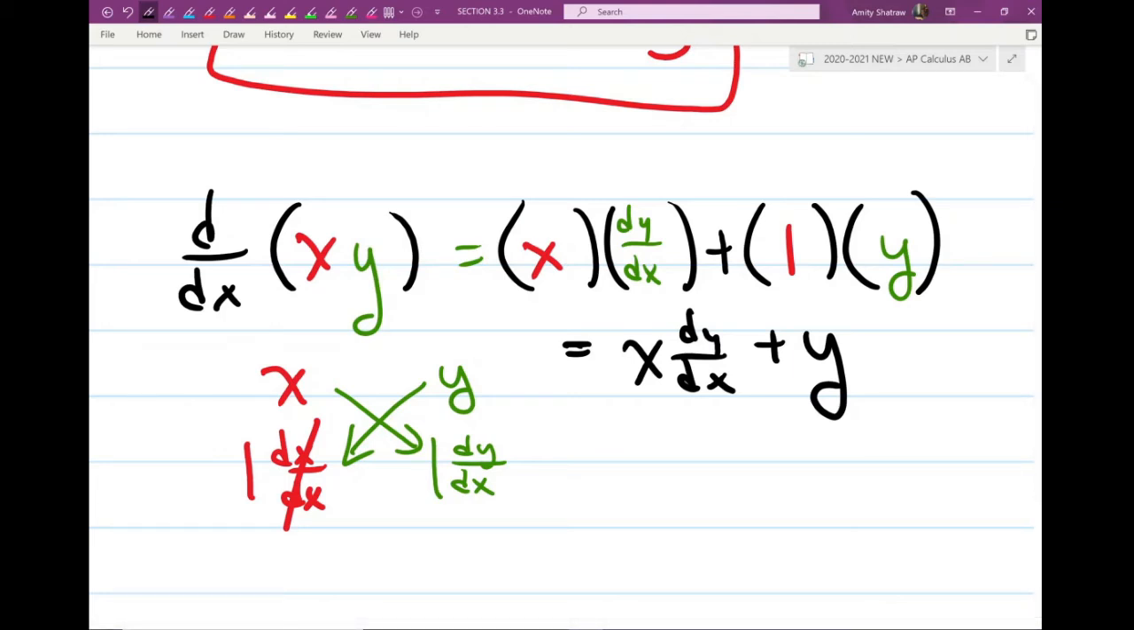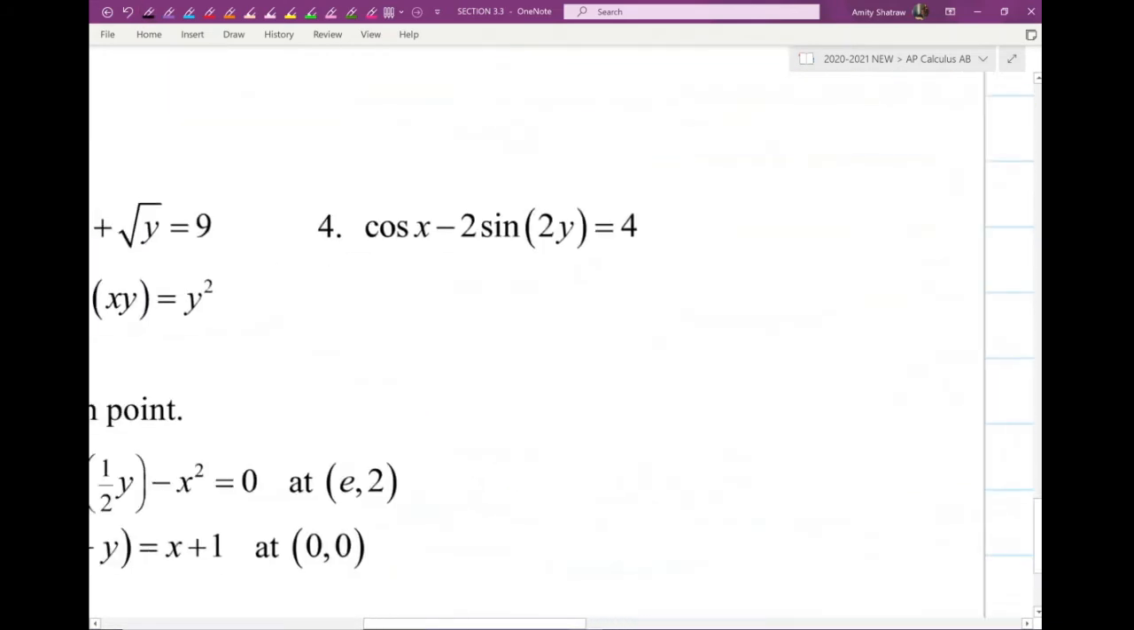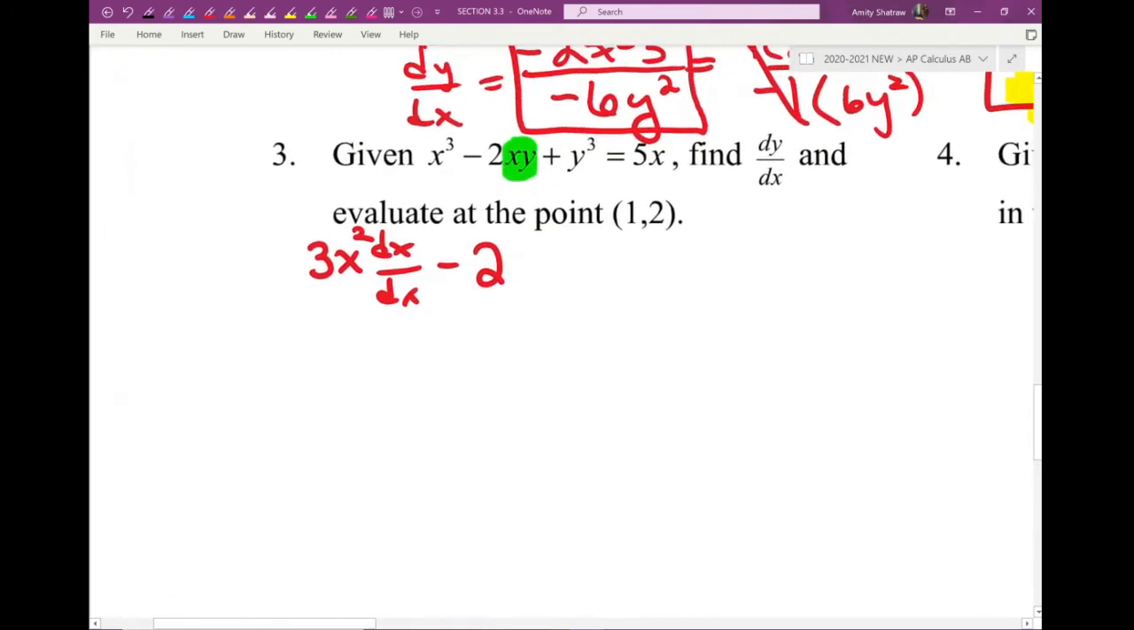All right, so I'm going to use this now. And I'm going to use it right over here on problem number 3. So what was our derivative? Well, if you haven't done it a bunch of times, and you maybe don't have it memorized, it is going to be, ready, x dy dx plus y.